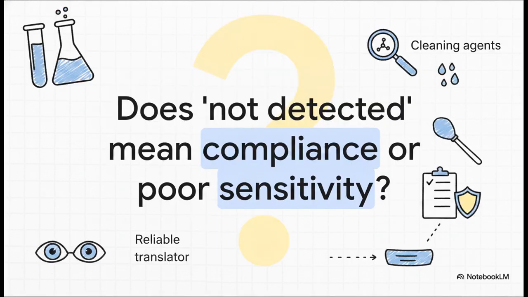Which brings us to our final takeaway for this explainer, and a question you really need to ask yourself about your own facility. Does your "not detected" result actually mean you're in compliance, or does it just mean you have inadequate sensitivity? I want to challenge you: go back today and review just one of your analytical methods. Check its sensitivity against the acceptance criteria. Verify its specificity against the actual cleaning agents and swabs you use on the floor. Find out before your next audit if your method is a reliable translator or if you're just flying blind.